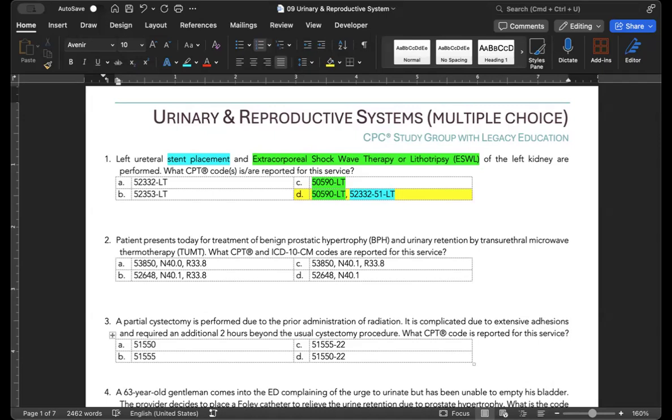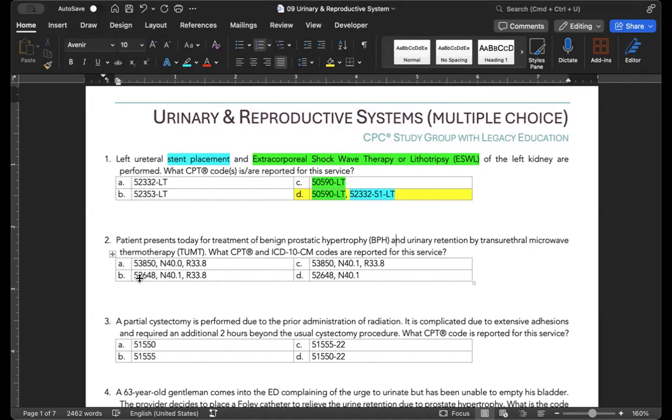Does that sound like what we did, or do we want to go look at the 52648 just in case? 52648 is for a laser vaporization of the prostate, including control of post-op bleeding, complete. So which one do you think? Should it be the 53850 or the 52648? So we're going to keep the 52648 or we're going to eliminate it? Keep it. Okay. So I had one say keep, one say eliminate.